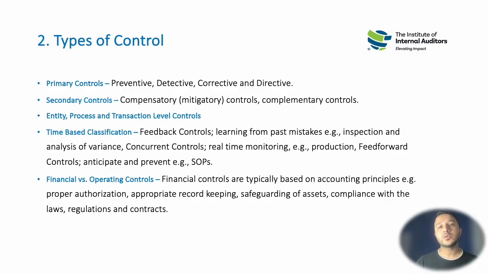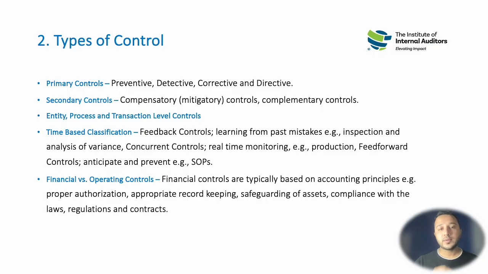Process level controls could be where we ensure that within a process, for example, hiring process or procurement process or production process, there are controls within that process. Transaction level is when we look at one activity of that process. So we have a procurement process, but when you make one single purchase, what are the controls while making a single purchase or single procurement order? So this is called a transaction level control.